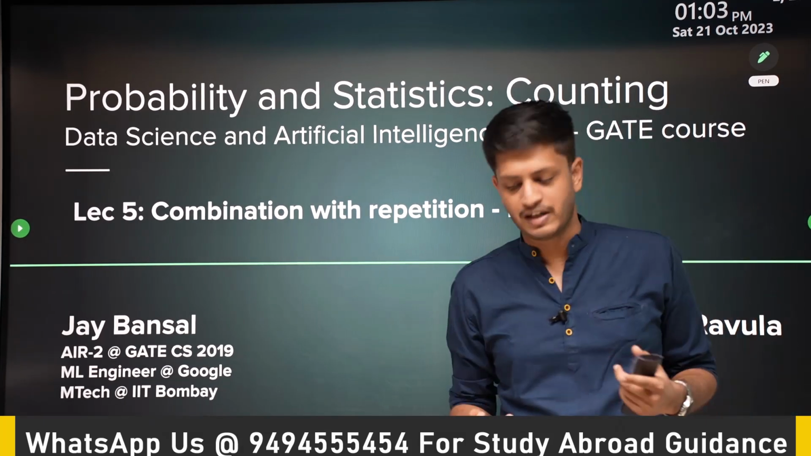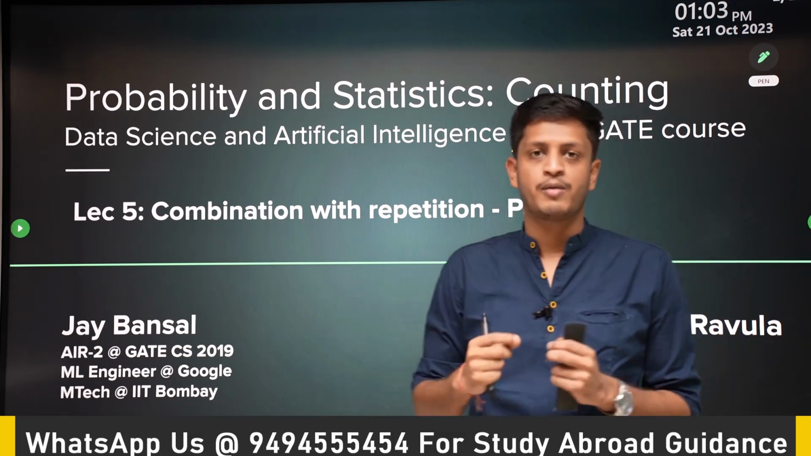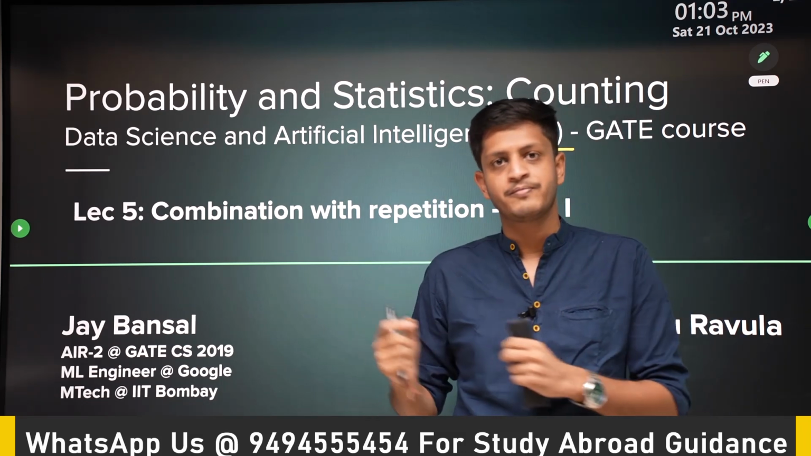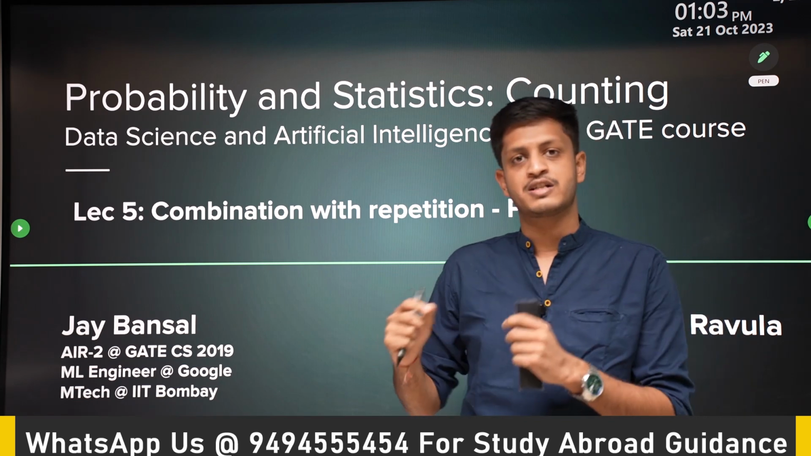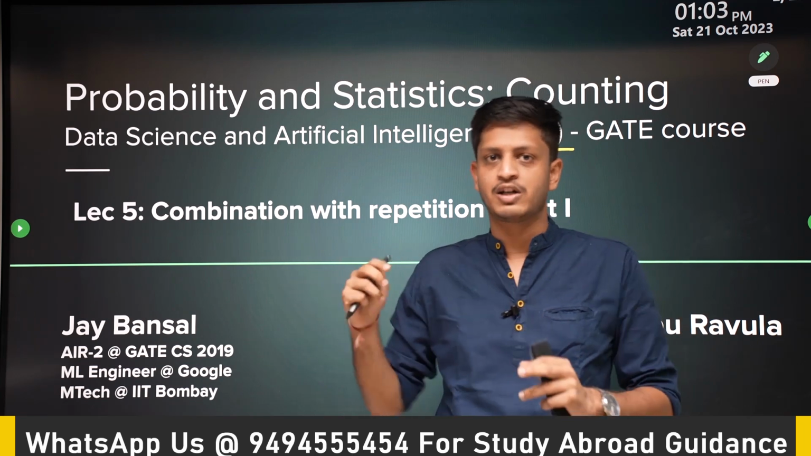So we were discussing counting and we already have discussed permutations and combinations. But whatever formulas we have discussed so far are permutation and combination without repetition. So when we pick an object, we assume that that object is gone. We cannot pick it again.